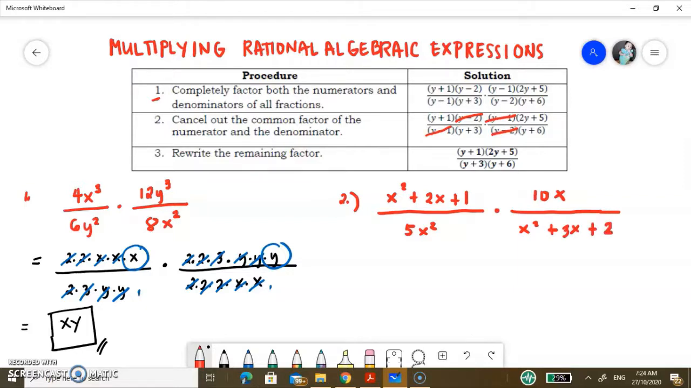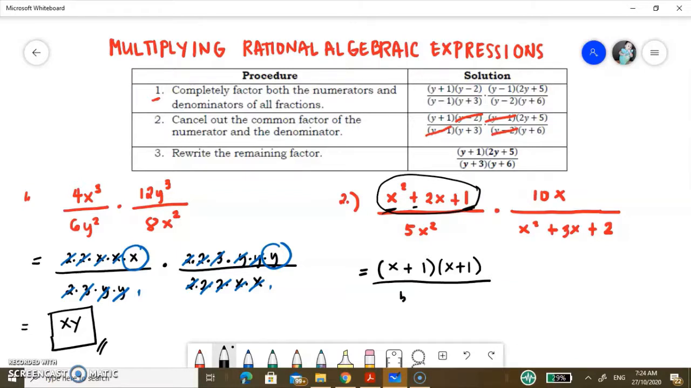Let's do the first step, which is to factor our numerators and denominators. This is a perfect square trinomial. You just get the square root of the first term, that would be x, and the square root of the last term, that would be 1. And the middle term is positive, so it's just plus, times itself. Or you can say x plus 1, the quantity squared.